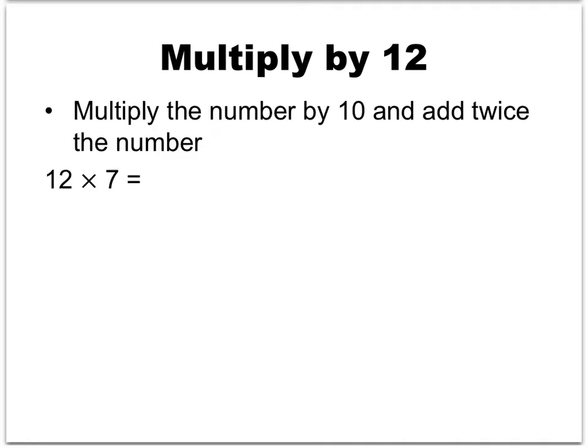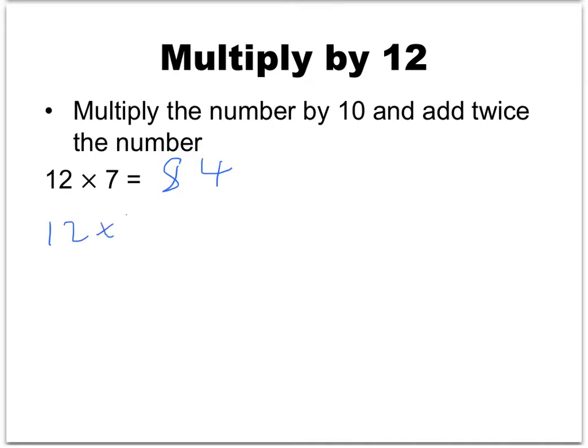The next trick is the trick for multiplying by 12. And this trick says to multiply the number by 10 and then add twice the number. So for instance, let's do 12 times 7. So first we're going to multiply the number 7 by 10 to get 70, and then we're going to add twice the number. Twice 7 is 14, so we're going to take 70 plus 14, and that gives us 84. So now why does this work?